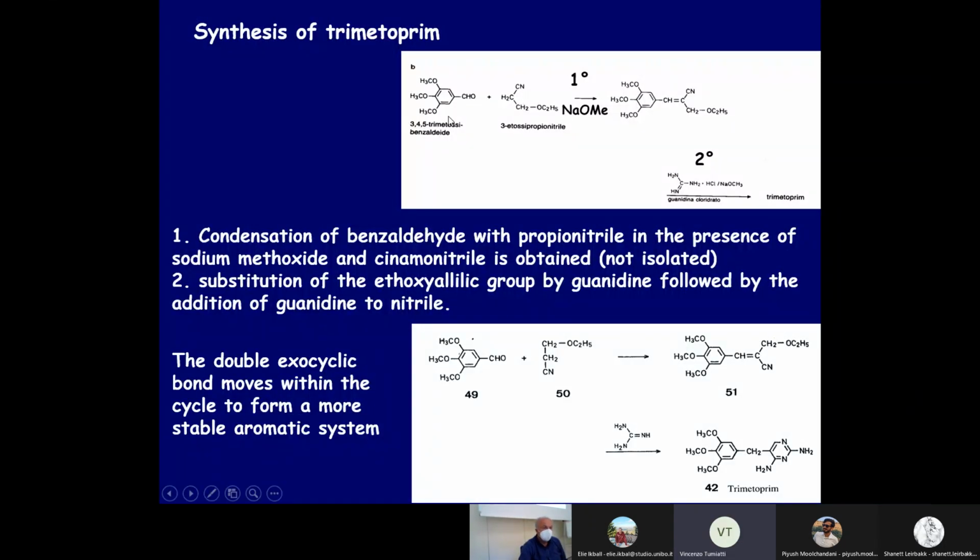So you see the starting benzaldehyde. We can generate an anion in this position by using a strong base. The negative charge is able to attack the carbonyl of the aldehyde. We have lost a water molecule, then we have the formation of the double bond, and then condensation with the guanidine. So this is the synthesis of trimethoprim.